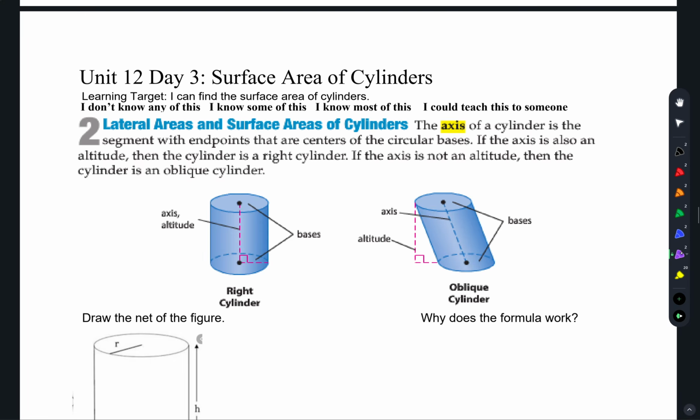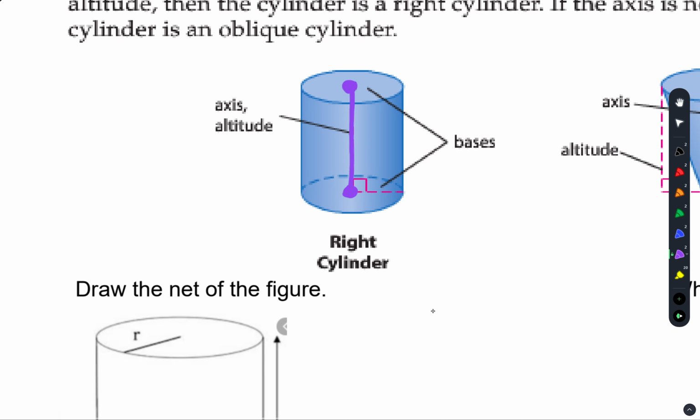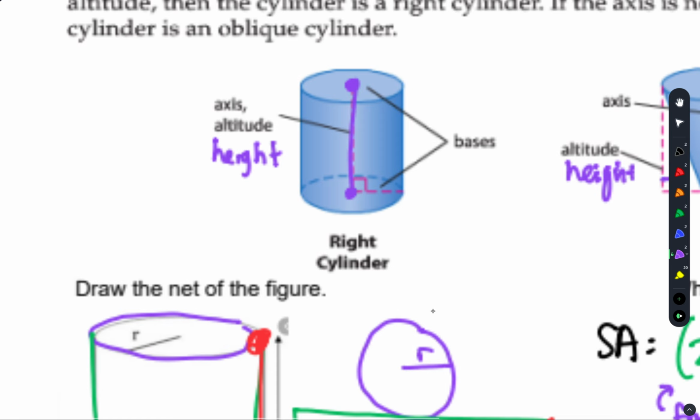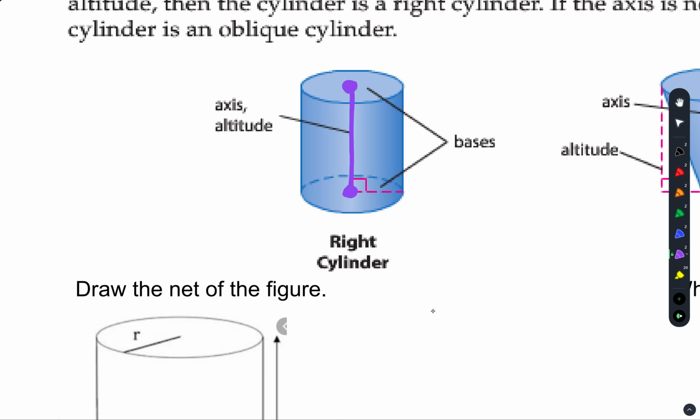One vocab word you might see from time to time is called the axis. Axis is a new vocab word for us. The axis goes from the center of the circle to the center of the other circle. So when we're talking about a right cylinder, aka it's standing straight up, it's not leaned to one side or the other, the axis is the same as the altitude, which altitude is a fancy word for saying height.